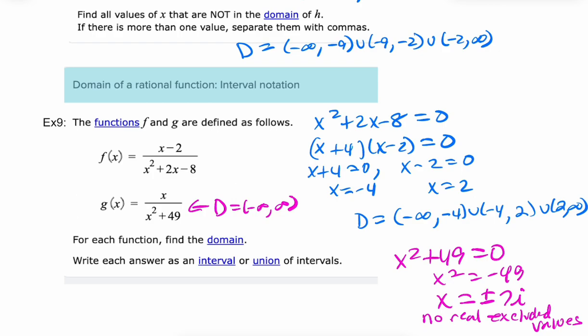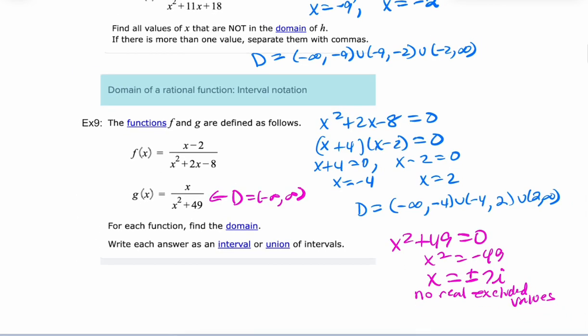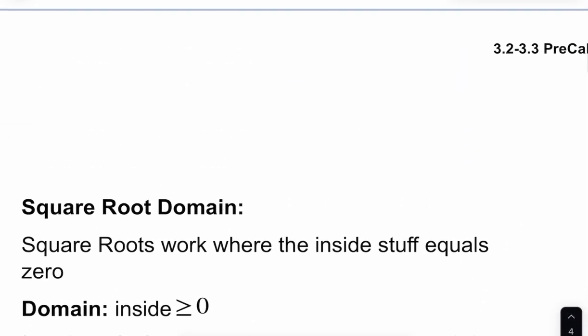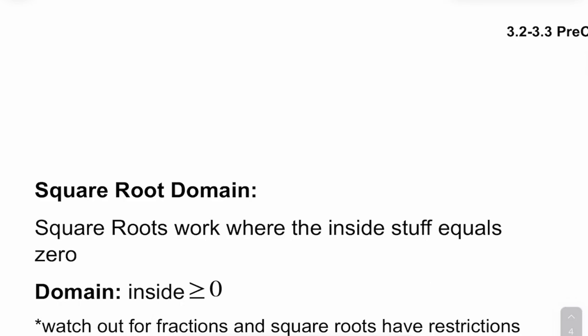There's a lot to take in here, I know. Okay, we're not done, unfortunately. We have to talk about square roots and then we're done. Okay, so polynomials, linear functions, they work perfectly.